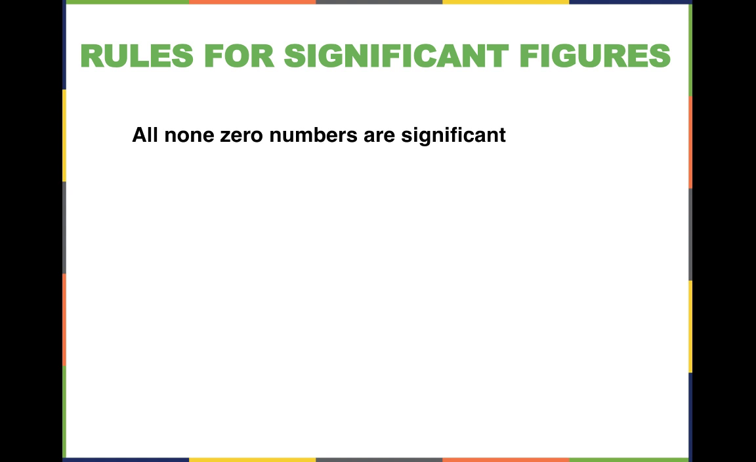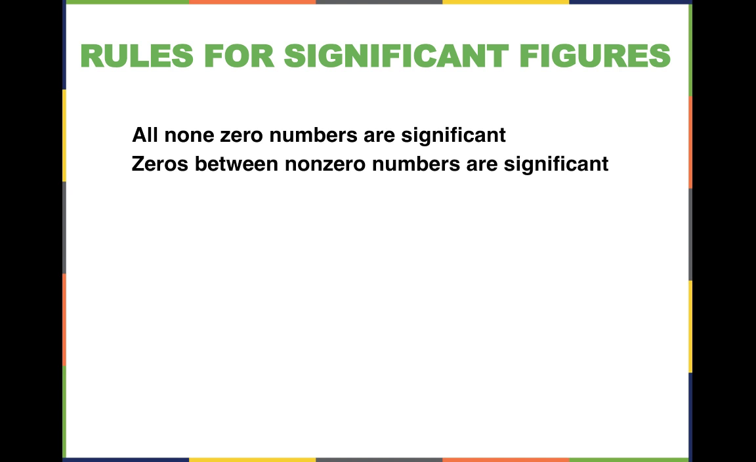First of all, it's very simple. Any non-zero number is significant. Now, where things become exciting is when we talk about zeros. If you put a zero between two non-zero numbers, it's significant. So, for example, in these cases, the 4 and the 5 are significant because they're non-zero numbers. The 0 in between is significant. The 6 and the 2 in the 6002 here are significant. Therefore, the 2 zeros in between are also significant.